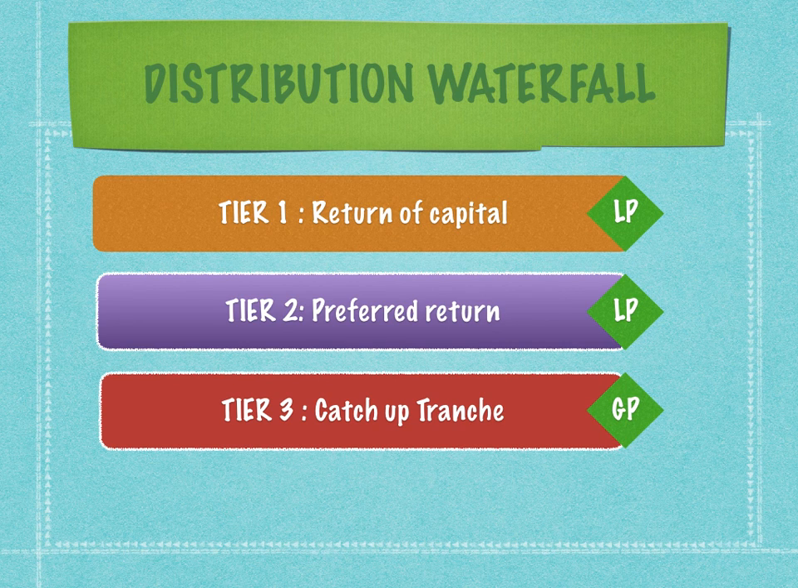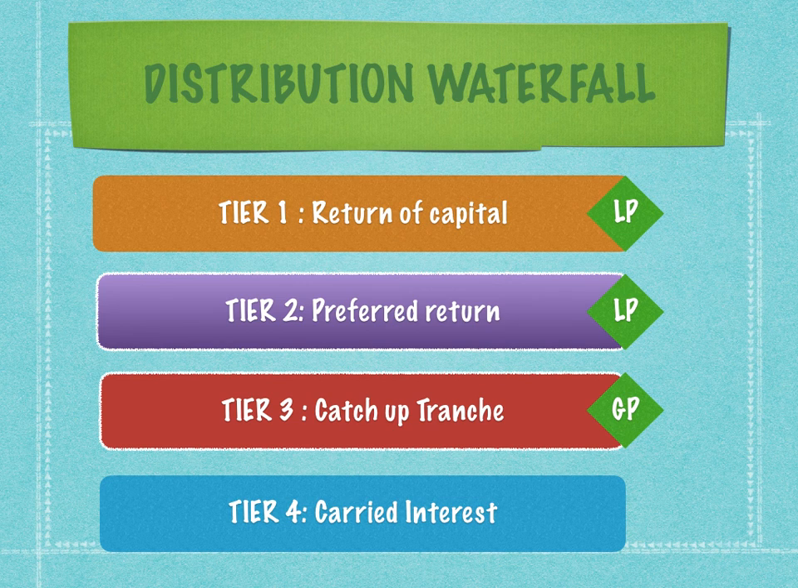And whatever is left after that is called carried interest. This is tier 4, and this is normally distributed between the GP and the LP in a predefined percentage. I've just mentioned some numbers here, but the industry practice is 80-20, 80 to the LP, 20 to the GP, but it could be 82-18, etc. It could be any amount depending upon the economic circumstances, the market circumstances, etc. So that is the distribution waterfall.